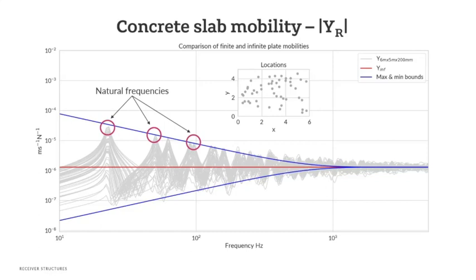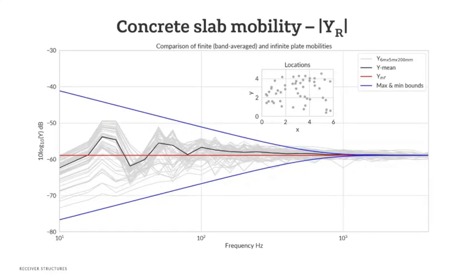Now, as building consultants, we like to see everything in 1/3 octaves more than narrowband. So converting that to 1/3 octaves, you get this plot, and the black line is the average mobility of all the mobilities that I have just randomly chosen.